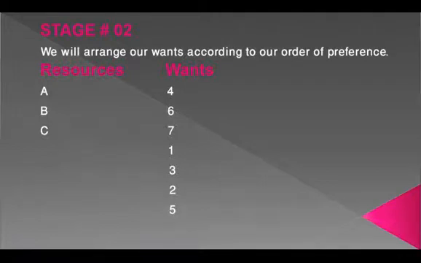Want number 4 is more important than any other want. Want number 6 is more important than want number 7. Want number 7 is more important than want number 1. Want number 1 is more important than 3. Want number 3 is more important than 2. And want number 2 is more important than 5. This is our order of preference in which we arranged our wants.